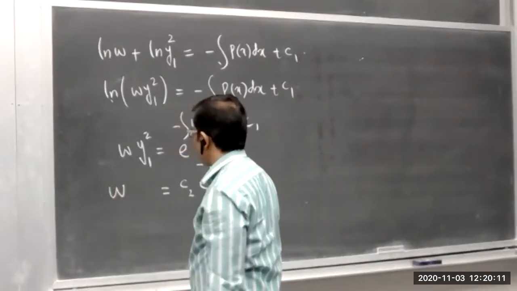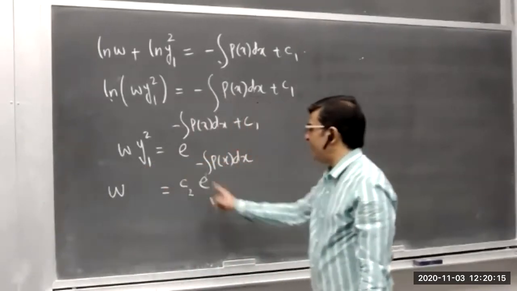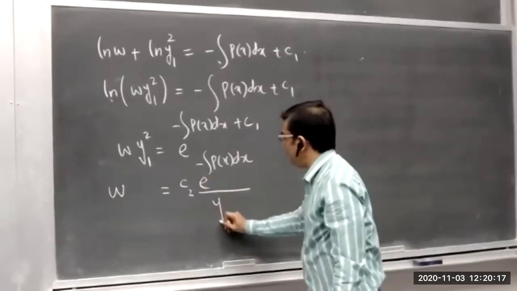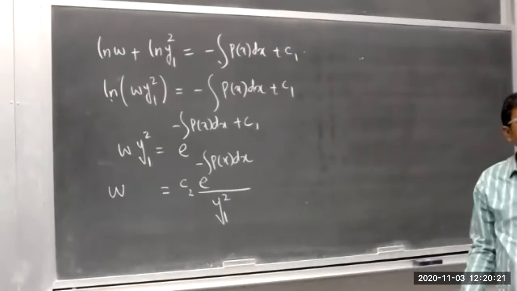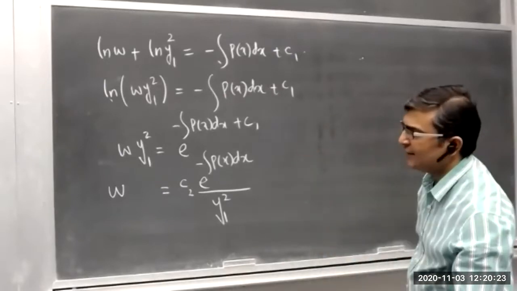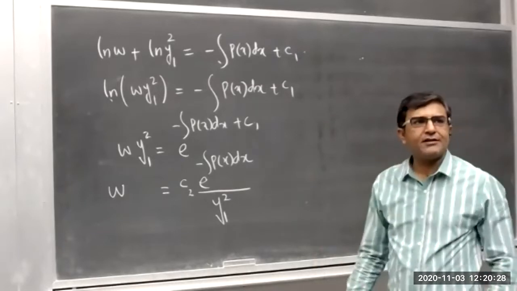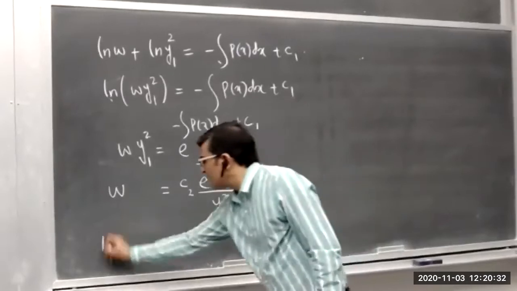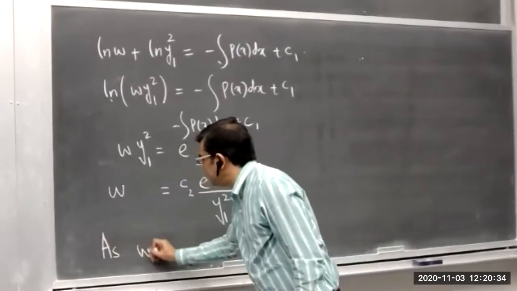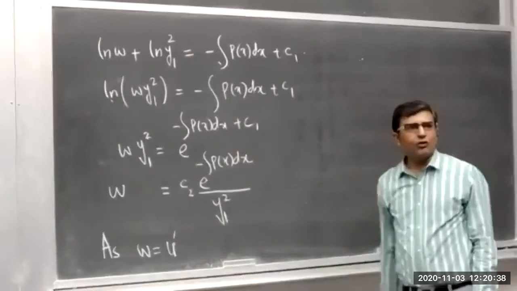W is here, w into y1 square. Y1 square can be divided on the other side here. We can divide it here, y1 square. Now this is the solution of that equation number 4, which is the linear first order differential equation. Now what is w? We assume that w is u dash. We need to find u here.